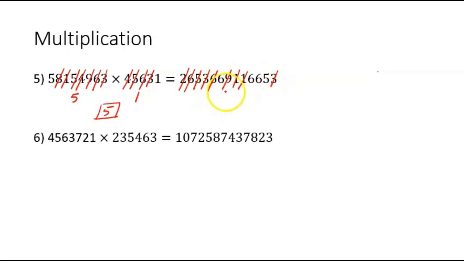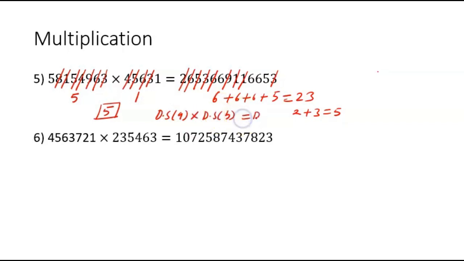So 6 plus 6 plus 6, 6 plus 6 plus 6 plus 5. So how much is that? 18 plus 5 is 23. And then we add 2 plus 3 is equal to 5. So we got the digit sum in the left hand side 5, in the right hand side 5, means digit sum of the number A into digit sum of the number B is equal to the digit sum of the number A into B. It means this product is correct.